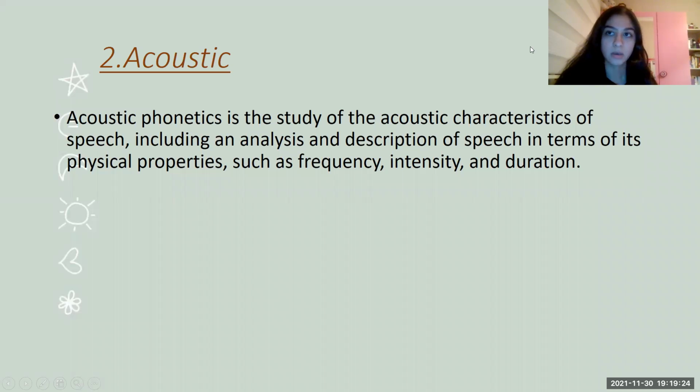Acoustic. Acoustic phonetics is the study of the acoustic characteristics of speech, including an analysis and description of speech in terms of its physical properties, such as frequency, intensity, and duration.